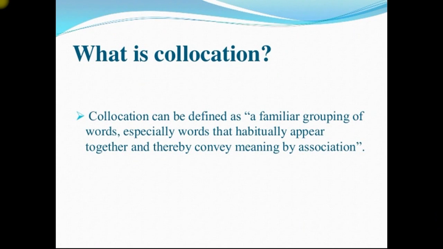Next, we'll talk about vocabulary. One way to get a good score on your proficiency exam is to have a good control of collocation. Collocation means a familiar grouping of words, especially words that habitually appear together and thereby convey meaning by association. So that's a long definition.